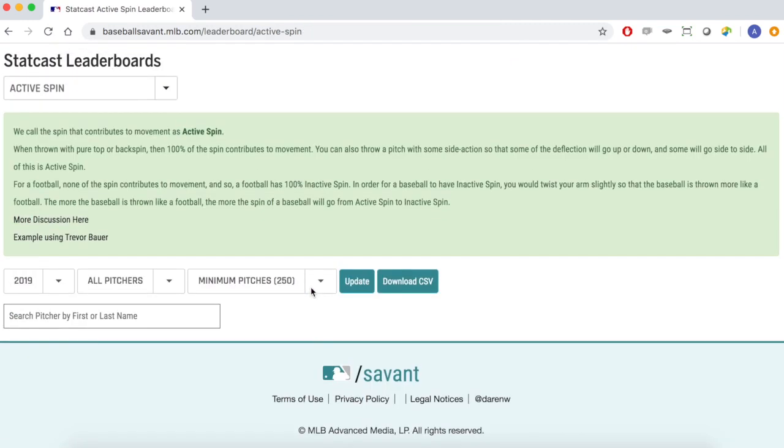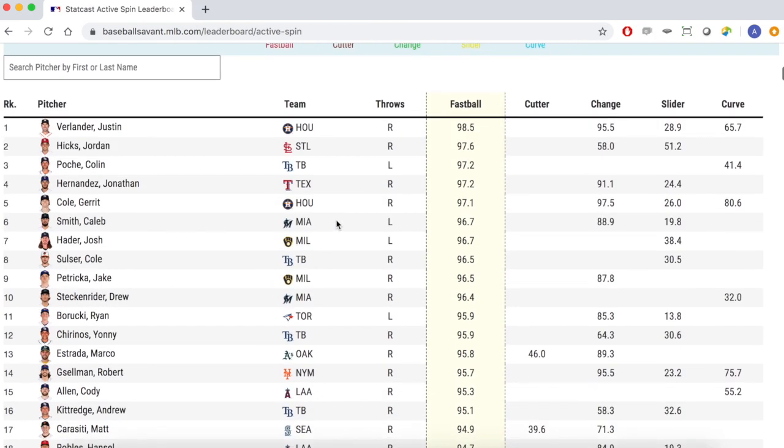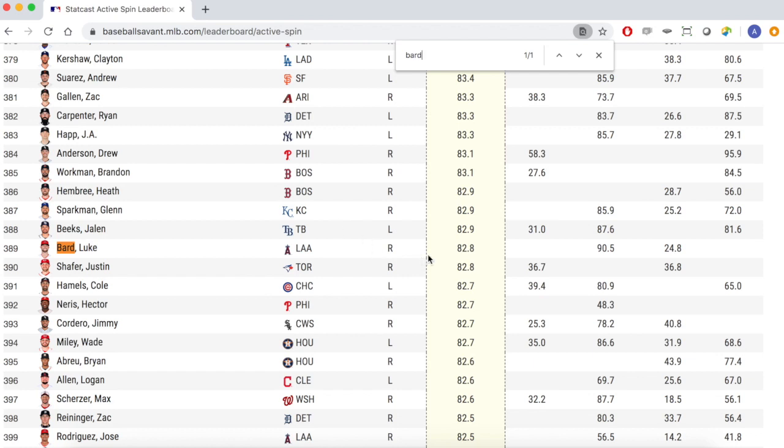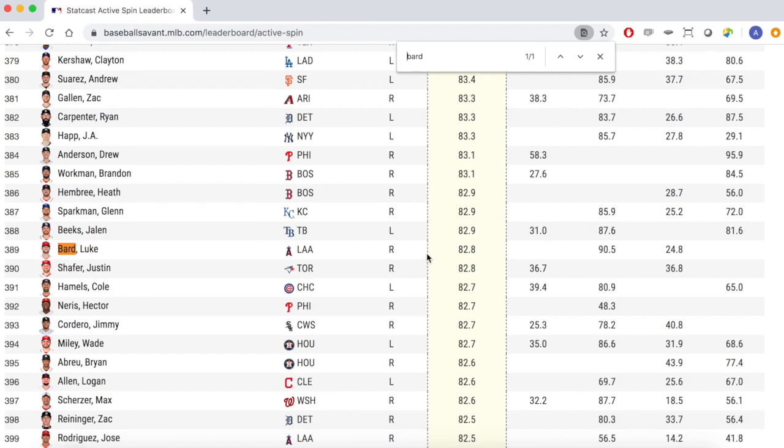Now, we saw Luke Bard with the 2746 average spin on his four-seamer. However, if we look at the active spin, I believe he's out of the top 300. His active spin is 82.8, and that's 389th on the leaderboard. Can you talk a little bit about, to lead into active spin, what the difference is between the two and maybe why this matters for, let's say, Luke Bard in particular?